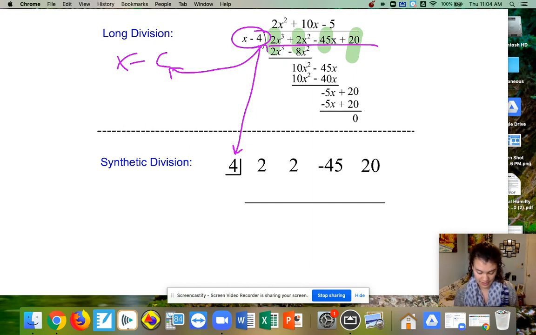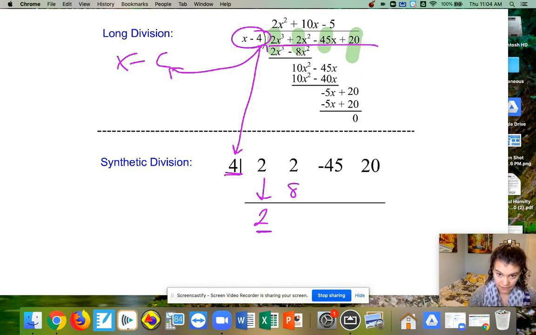Now how to actually do this. You start by dropping down the first number. So don't do anything with that. Now you're going to do 4 times this number and put it under the other 2. So 4 times 2 is 8. I'll put that right there. And then you're adding these columns together. So you get 10. Now do 10 times 4.